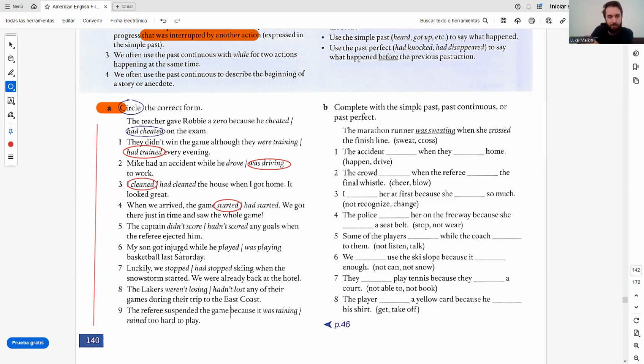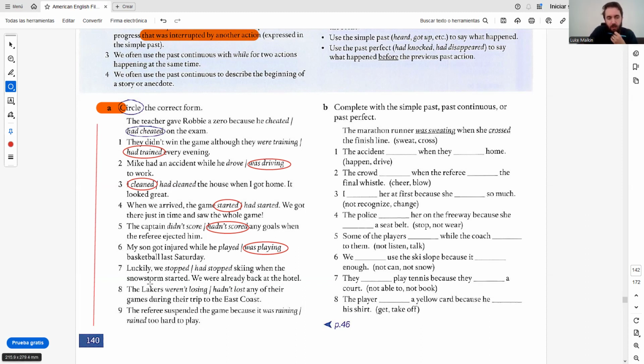Number 5, the captain hadn't scored any goals when the referee ejected him. So before, so hadn't scored any goals. Number 6, my son got injured while he was playing. It was in progress. He was playing, in progress, when he got injured.